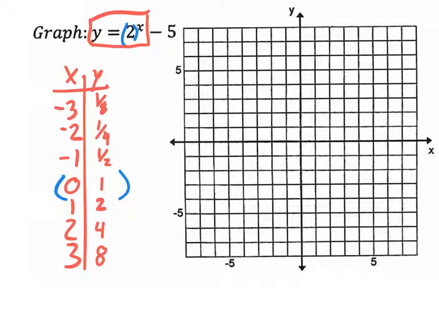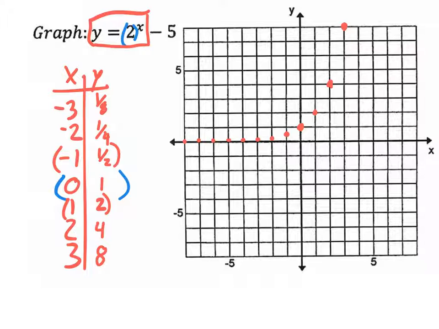So let's graph this. The coordinate 0, 1 is right here. The next coordinate is 1, 2. It's right there. The next coordinate is 2, 4. It's right there. And 3, 8 is way up here on the edge. And going in the negative direction on x, -1 on the x, and then halfway up right there. And then -2, and then 1/4 of the way up, and then -3 and 1/8 of the way up. And at that point, they all look the same. They all look like they're actually touching, but they never actually touch. They just infinitely approach.